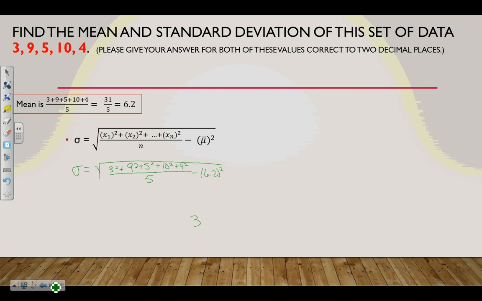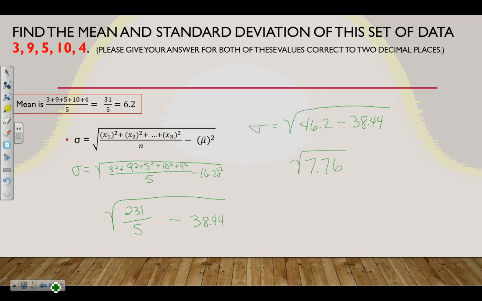So I'm going to take 6.2 squared. That's 38.44. That's going to be subtracted. Now I have to take 3 squared plus 9 squared. I'm doing this on my calculator, plus 5 squared plus 10 squared plus 4 squared. And I get the number 231. And when I divide that by 5, I'm going to get 46.2. Okay, so you take 46.2 and you subtract 38.44. And you get 7.76 under the square root.